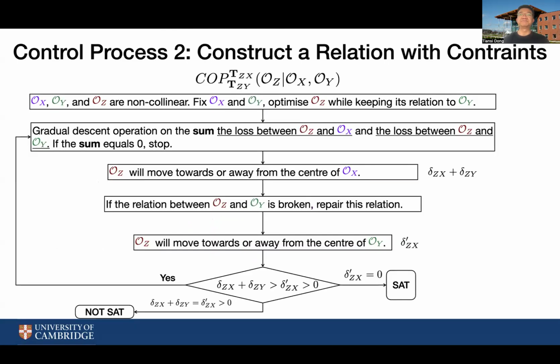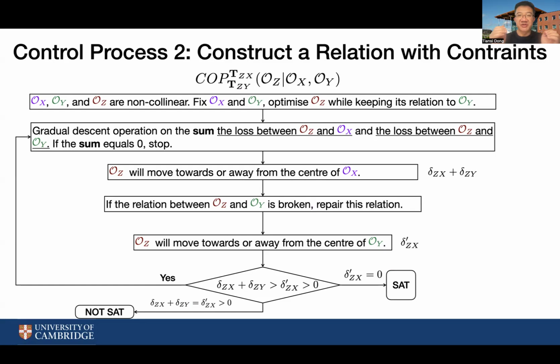So we just implemented this process. We call it the constraint optimization process of sphere Z, to optimize the relation between Z and X while keeping the relation between Z and Y. What we need to do is compute the loss function as the sum of the loss between sphere Z and sphere X, and the loss between sphere Z and sphere Y. If the sum of the loss equals 0, then we have found a location of Z.